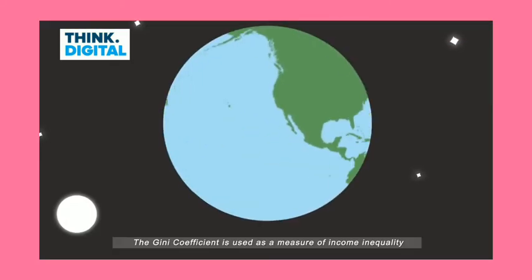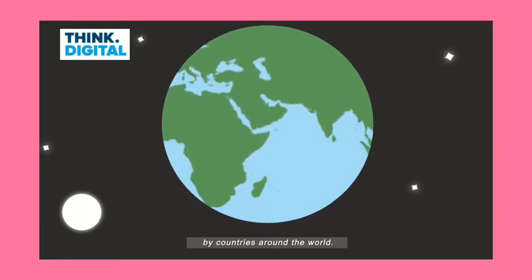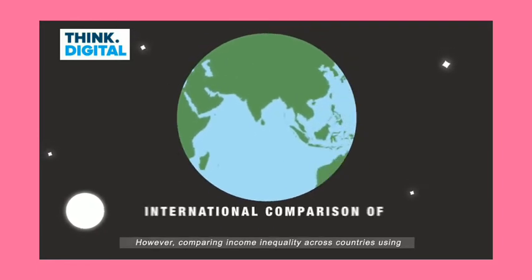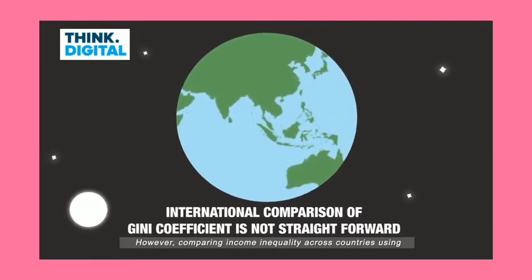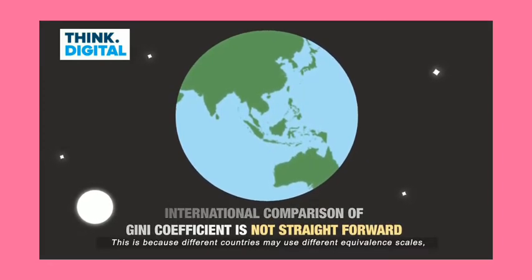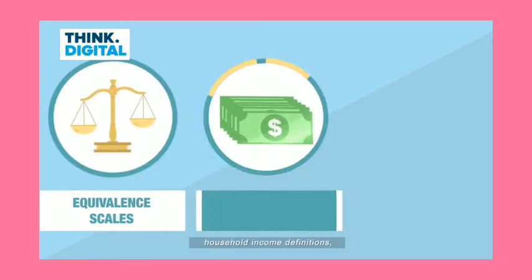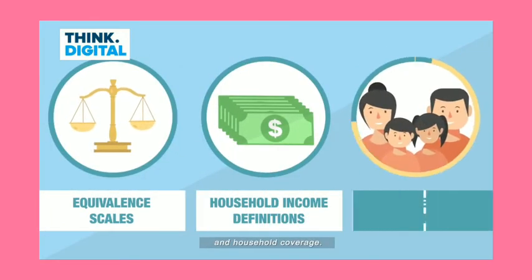The Gini coefficient is used as a measure of income inequality by countries around the world. However, comparing income inequality across countries using Gini coefficients is not straightforward. This is because different countries may use different equivalent scales, household income definitions, and household coverage.